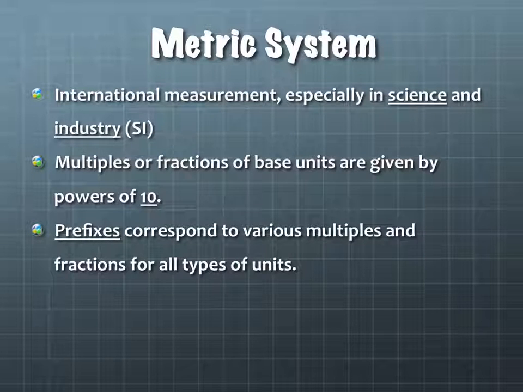Multiples or fractions of base units are given by powers of 10. So everything is a 1 to 10, 1 to 100, 1 to 1,000. It's all powers of 10 ratio, which obviously did not happen with our inches, our feet, our miles, and so forth, right? The prefixes correspond to various multiples and fractions for all types of units.